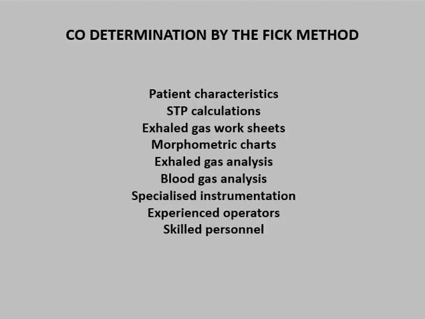To determine cardiac output by the FICK method, we need to know basic patient characteristics, and these are height, weight, age, and sex. We need to do some standard temperature and pressure calculations. We need to use exhaled gas worksheets. We need to have morphometric charts. We need to work out exhaled gas analysis and blood gas analysis. We also require specialized instrumentation and experienced operators and skilled personnel to conduct the whole procedure.